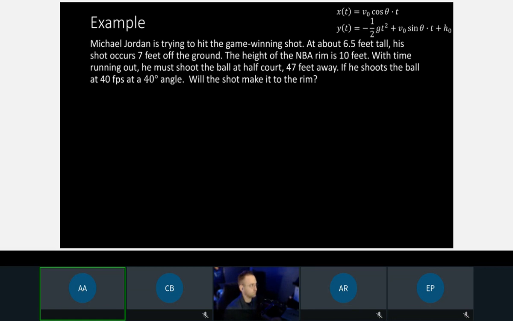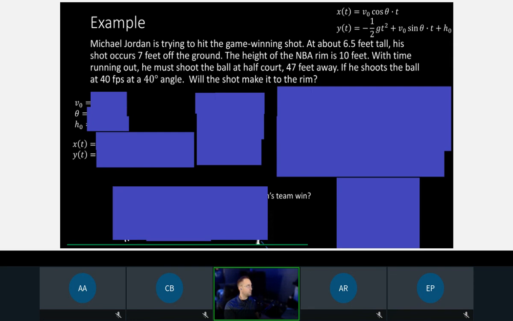All right. Michael Jordan is trying to hit the game-winning shot at about 6.5 feet tall. His shot occurs 7 feet off the ground. The height of the NBA rim is 10 feet. With time running out, he must shoot the ball at half court, 47 feet away. If he shoots the ball at 40 feet per second at a 40-degree angle, will the shot make it to the rim? Not go in, will it make it to the rim? Yeah. We'll make it to the rim.